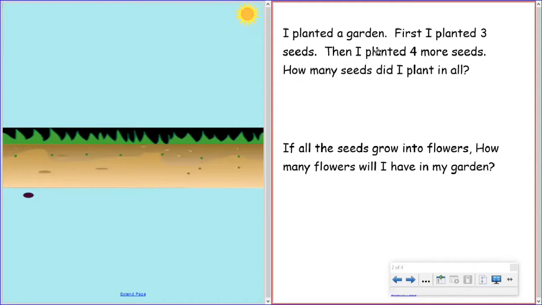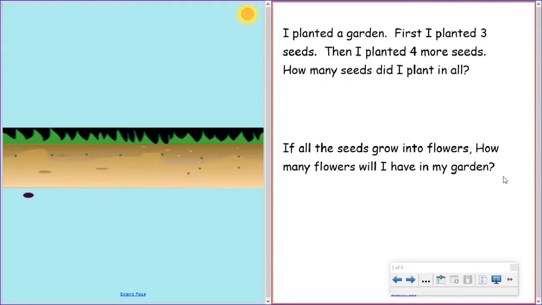I planted a garden. First, I planted 3 seeds. Then I planted 4 more seeds. How many seeds did I plant in all? If all the seeds grow into flowers, how many flowers will I have in my garden?